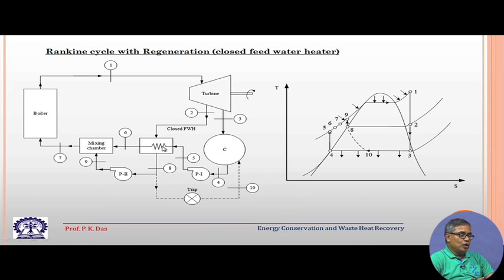Now, there are two options. One option is that for this condensate we take another pump, and then we have a mixing chamber where we mix this hot water with the water which is coming from the condenser. So, you see this is the water which is coming from the condenser and the condensate which we have got from the closed feed water heater. With the help of a pump we mix it, both are liquid, and then we send it back to the boiler. So, this is one scheme.